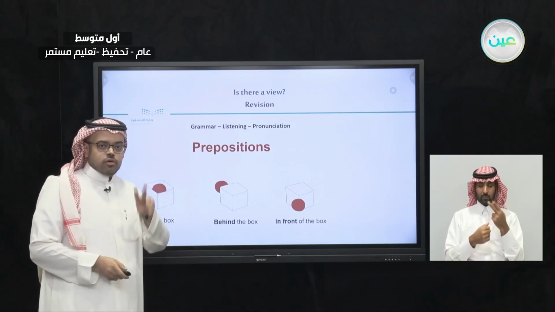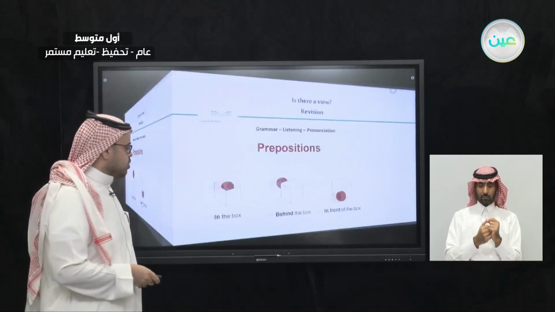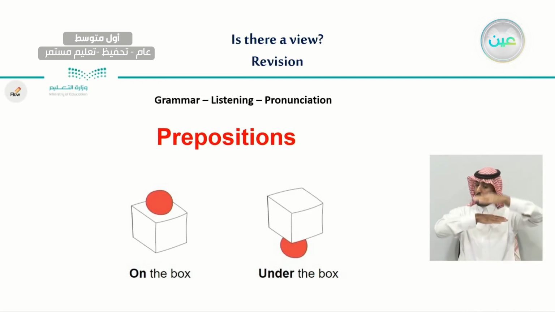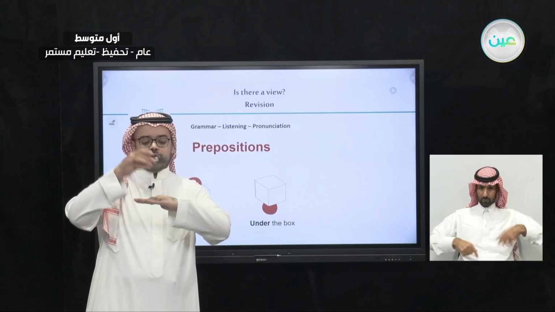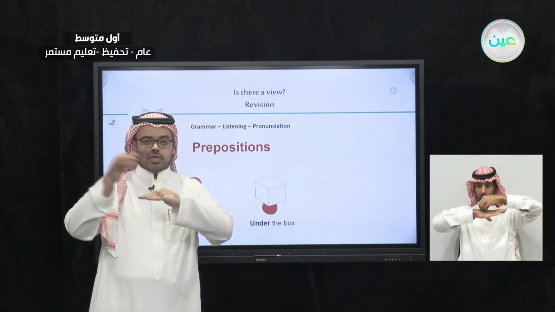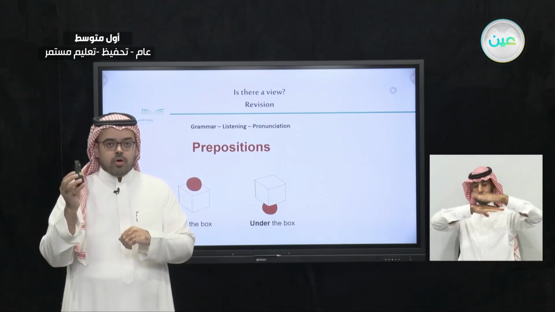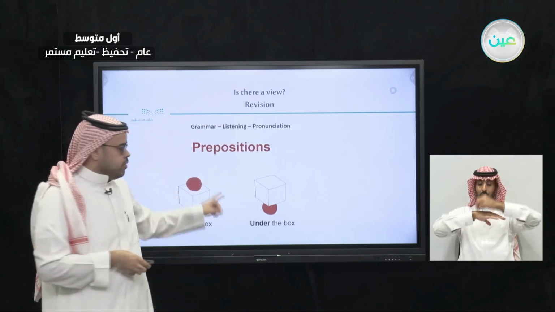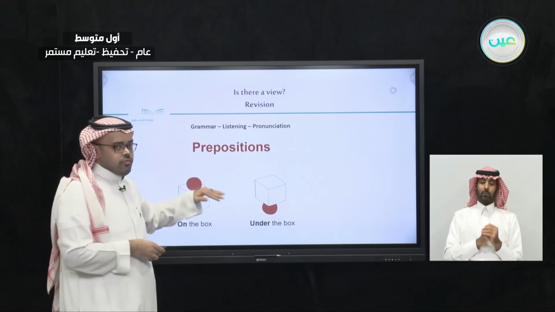We have also remaining only two prepositions. The first one is on the box. On means on the top of. For example, the ball is on the top of the box.